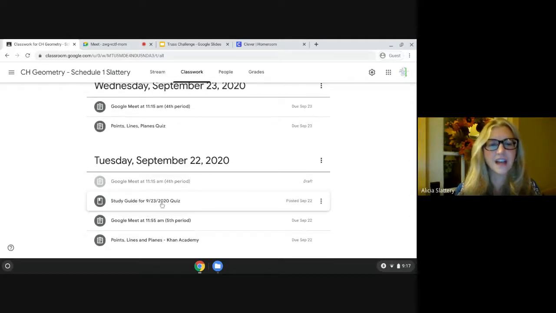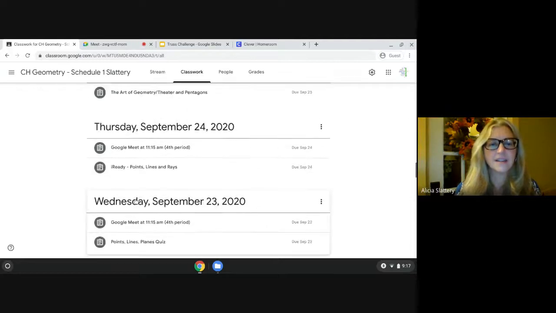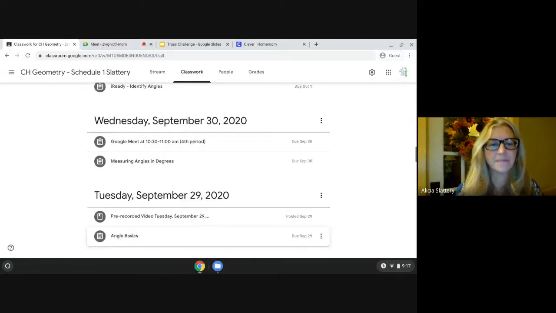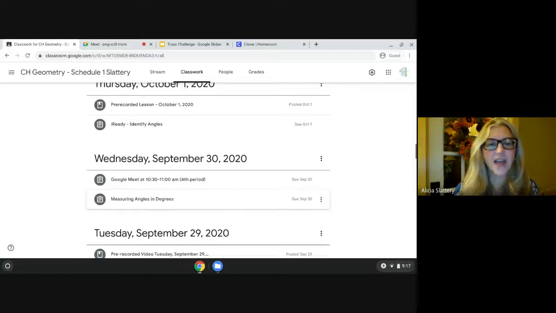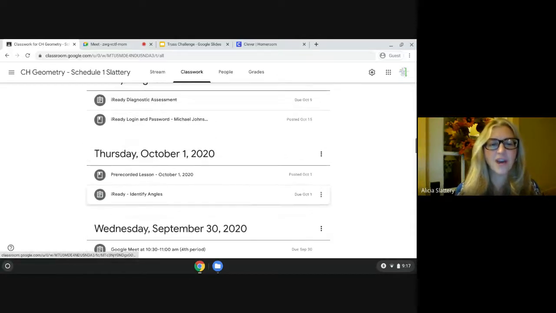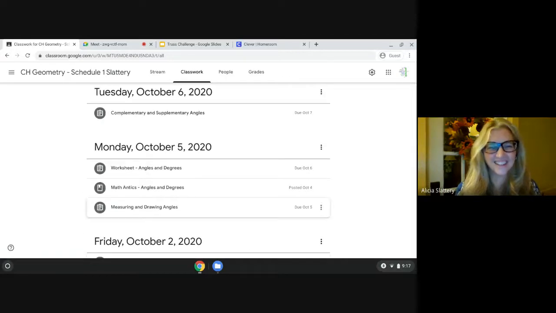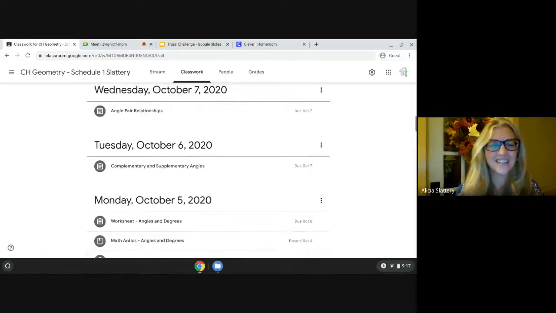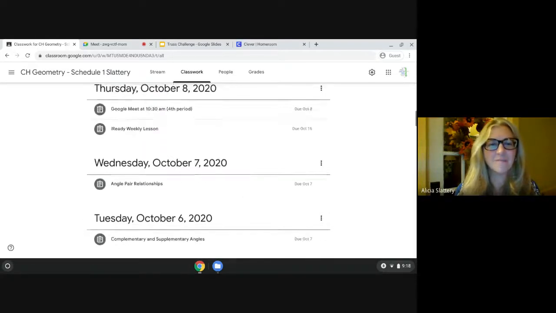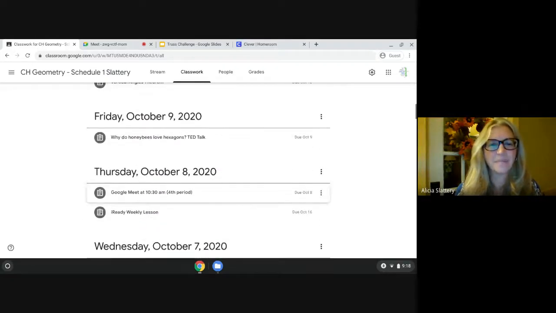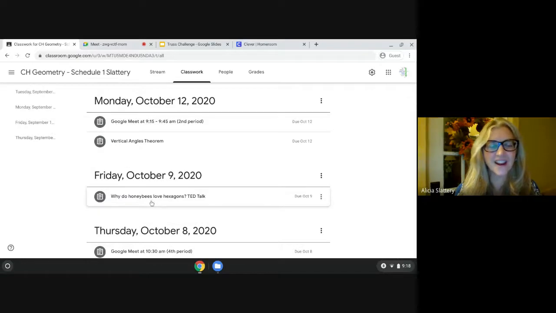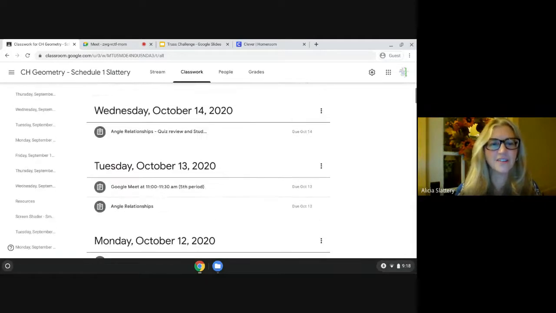I include the study guide whenever we have a quiz. And again, we're doing a lot with angles. We've used a virtual online protractor to measure those angles, complementary and supplementary angles. And last Friday before, we did the honeybees. Why do honeybees love hexagons? And those TED Talks were a lot of fun. We worked with vertical angles.